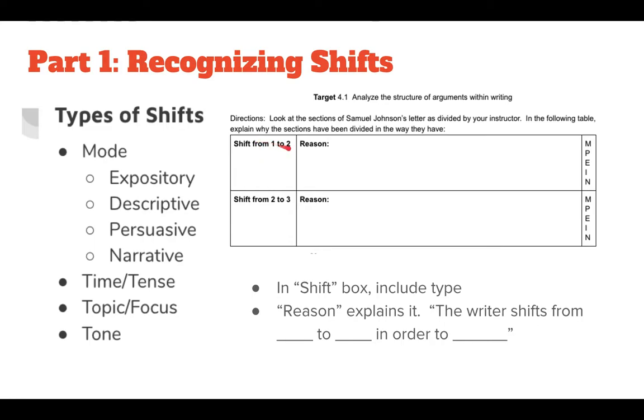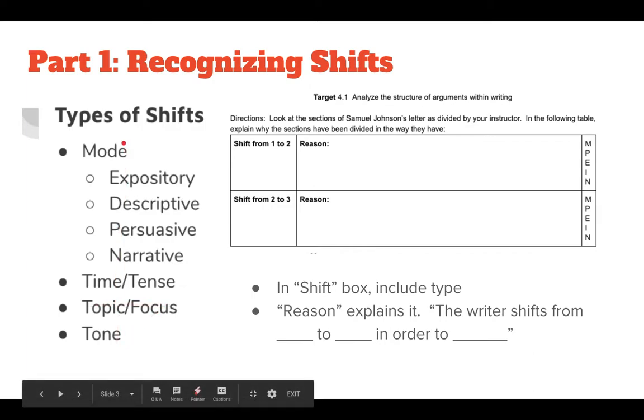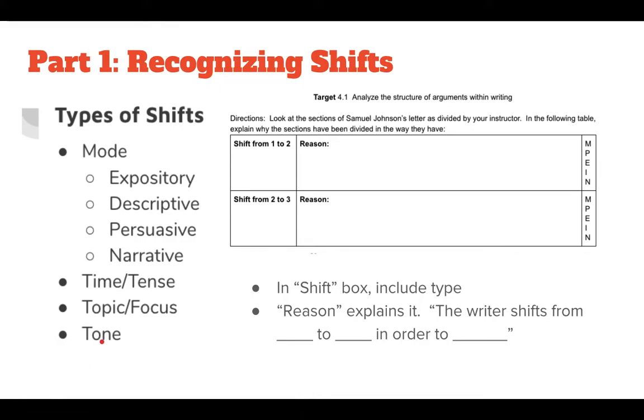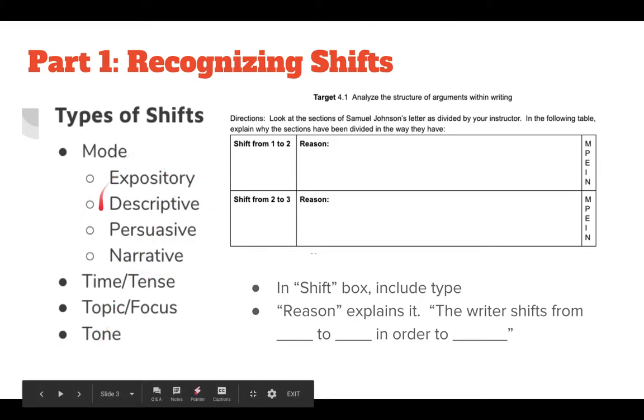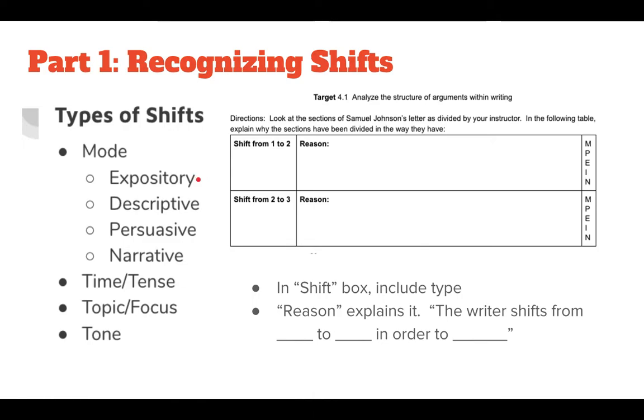So shift from 1 to 2, is it a mode shift, expository, descriptive, persuasive, or narrative? Is it a time or tense shift? Is it a topic or focus shift? Or is it a tone shift? Mode, time, topic, focus, or tone. Now, inside the mode shifts, you can get even more in detail, and you can say that he shifts from expository mode.